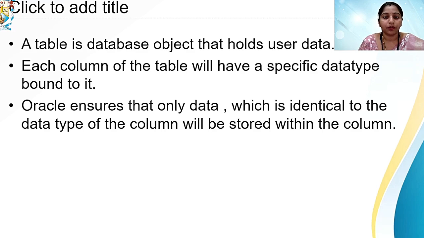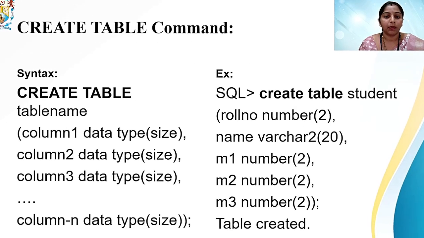Oracle ensures that only data identical to the data type of the column will be stored within the column. When we create a table, we declare its data type. When we declare the data type of a particular column, the same type of values will be stored in the column. Now let us see the create table command.